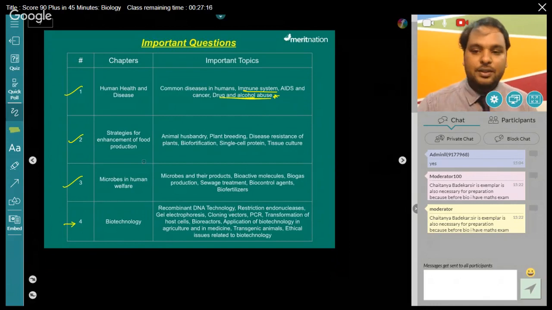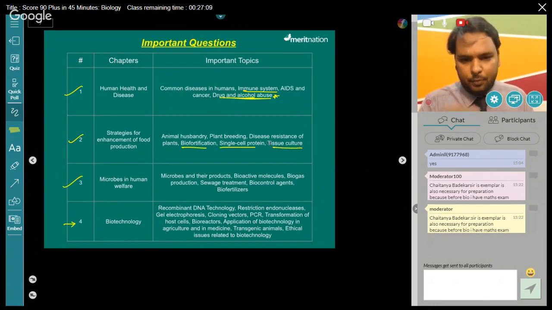Now strategies for enhancement. These are the topics. Don't miss out biofortification, single cell protein, tissue culture. A 2-mark short note will always be there. Don't miss out on these.